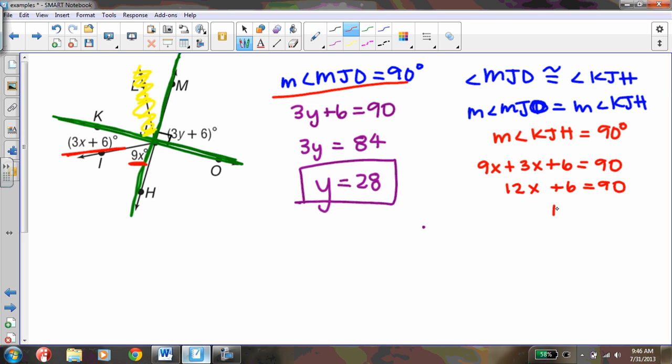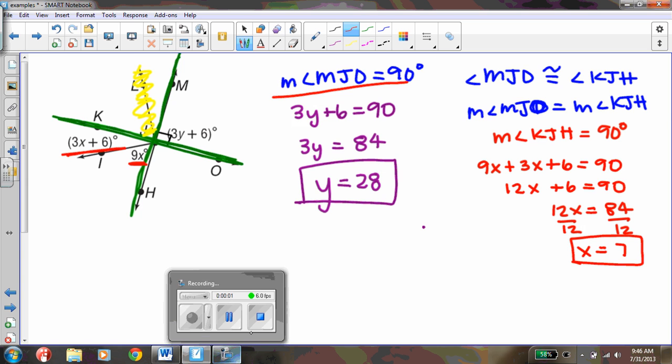I'll subtract 6 from both sides to say 12x equals 84. And when I divide both sides by 12, 84 divided by 12 is 7. And I have established the value of x and the value of y.